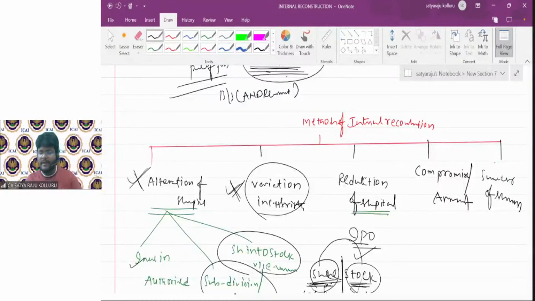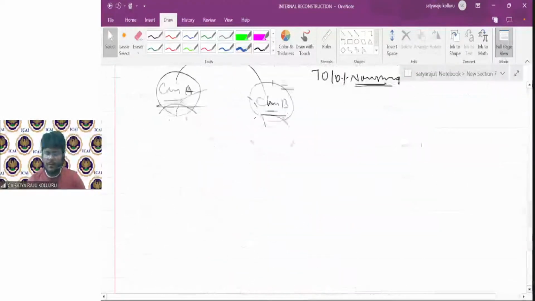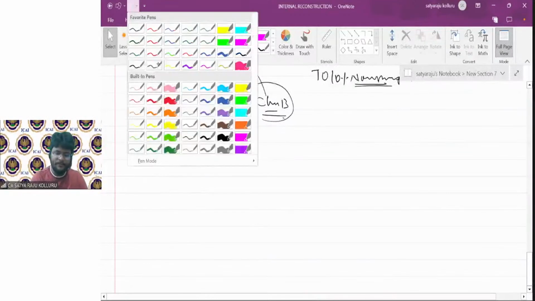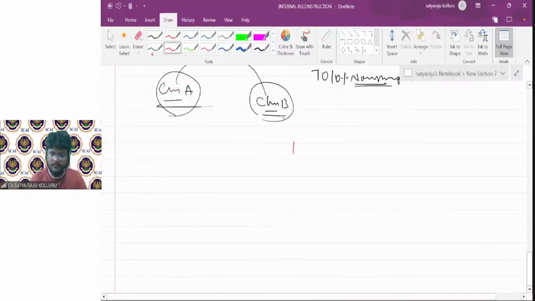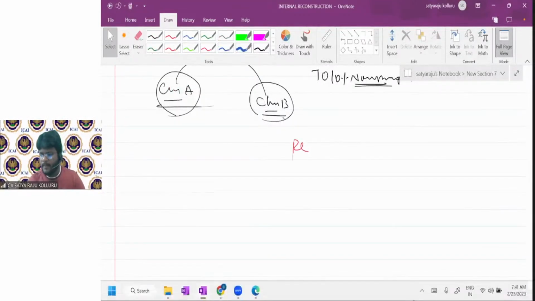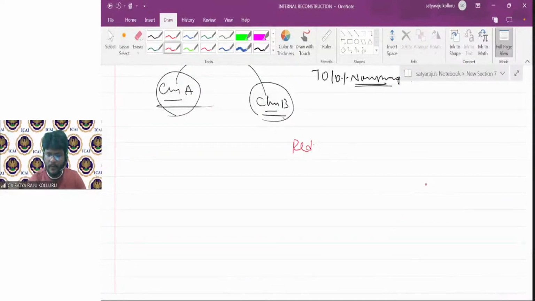Now let me go to other methods of internal reconstruction. Let us check in such methods whether we are retaining any profits from internal reconstruction or not. Come to reduction of share capital.